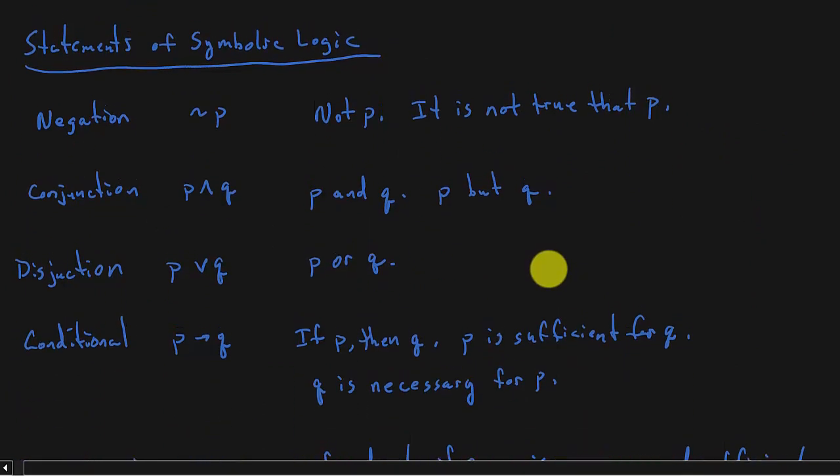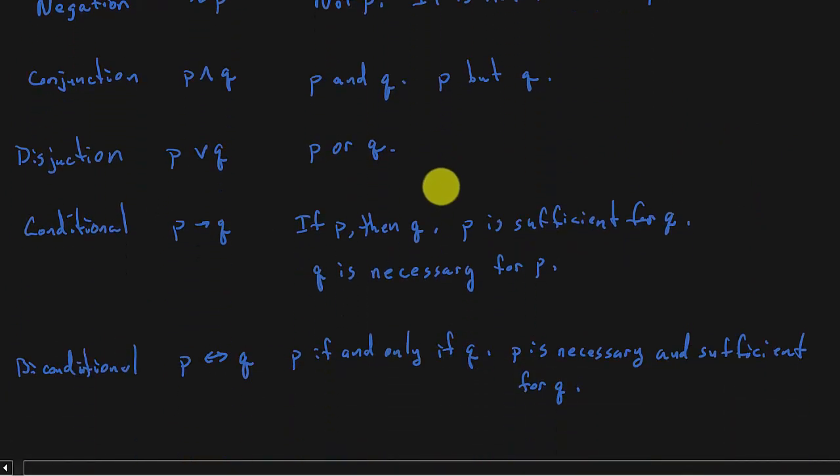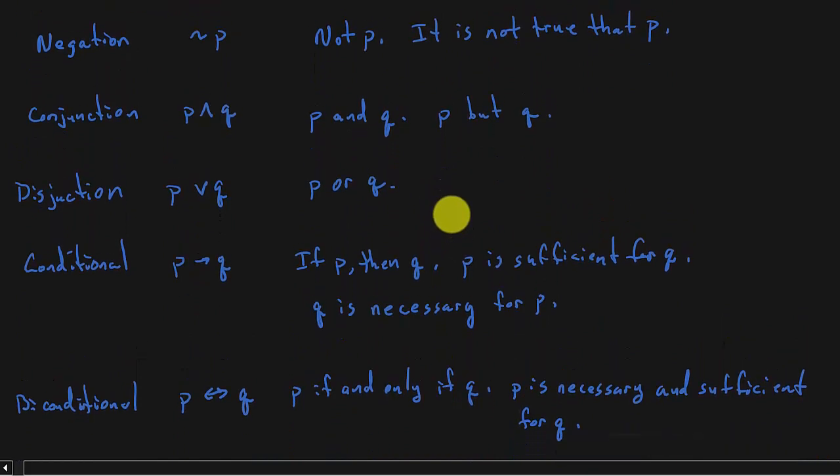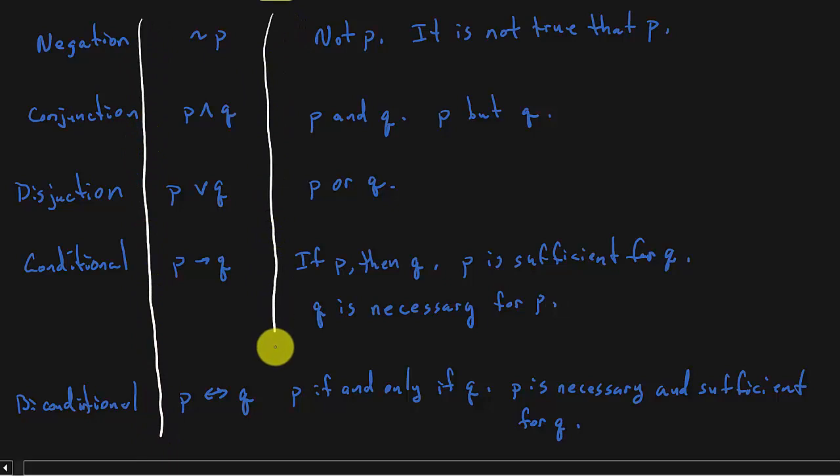All right, so statements of symbolic logic. We've got three columns again.